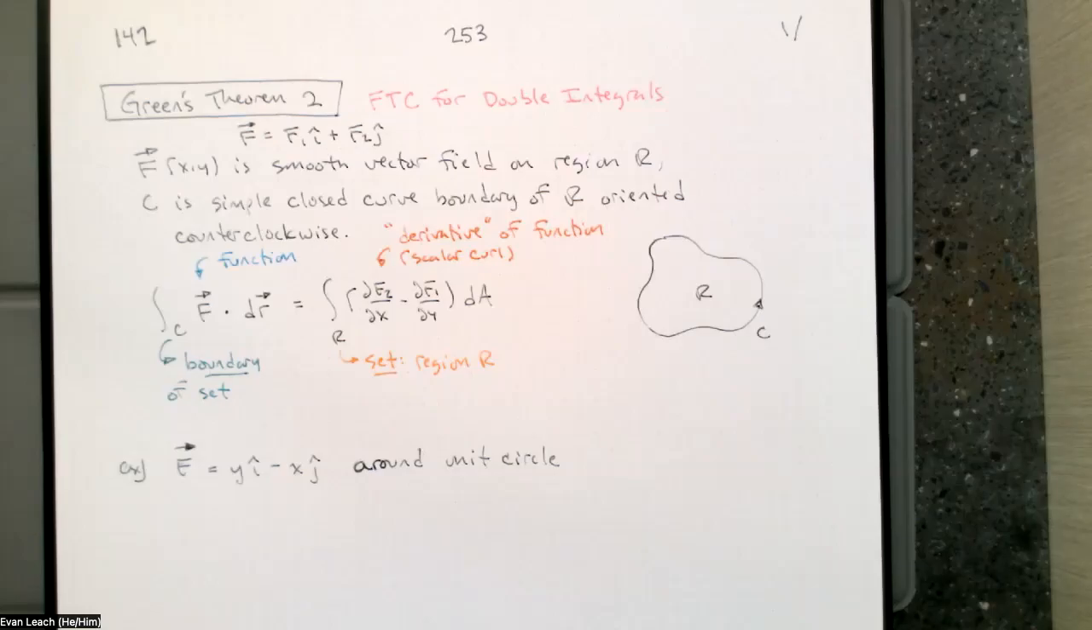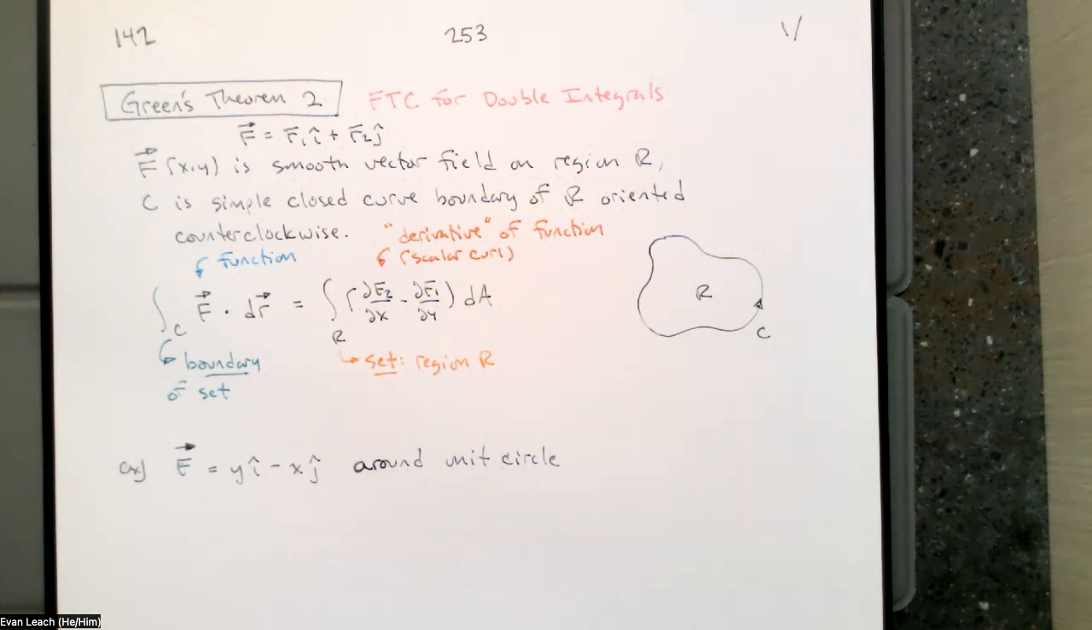Today we want to do an example in Green's theorem, which we're going to think of as the fundamental theorem of calculus for double integrals. So this is taking place in R2. And what we have is a smooth vector field on a region R. And then we'll define the closed curve that defines the boundary of the region R oriented counterclockwise. That's our positive orientation, the same way that we do with the unit circle.